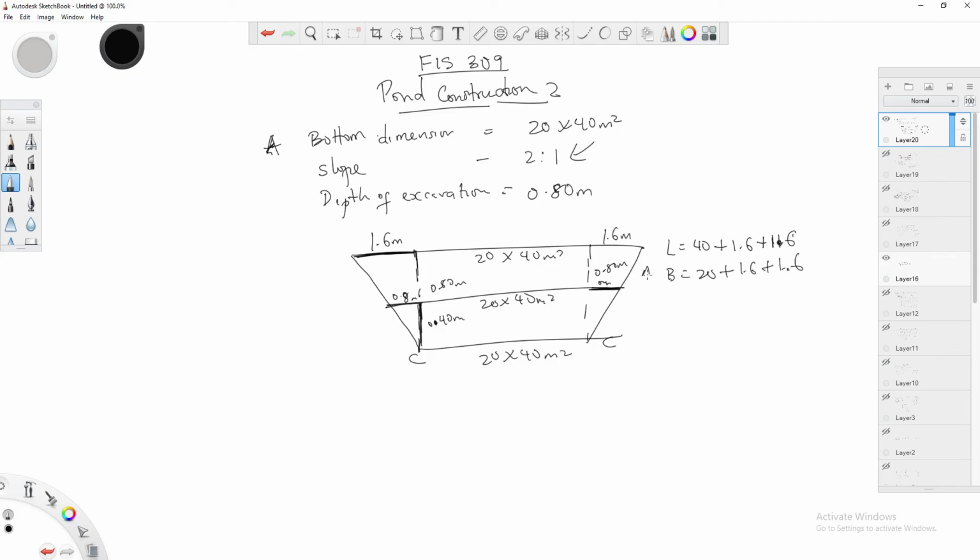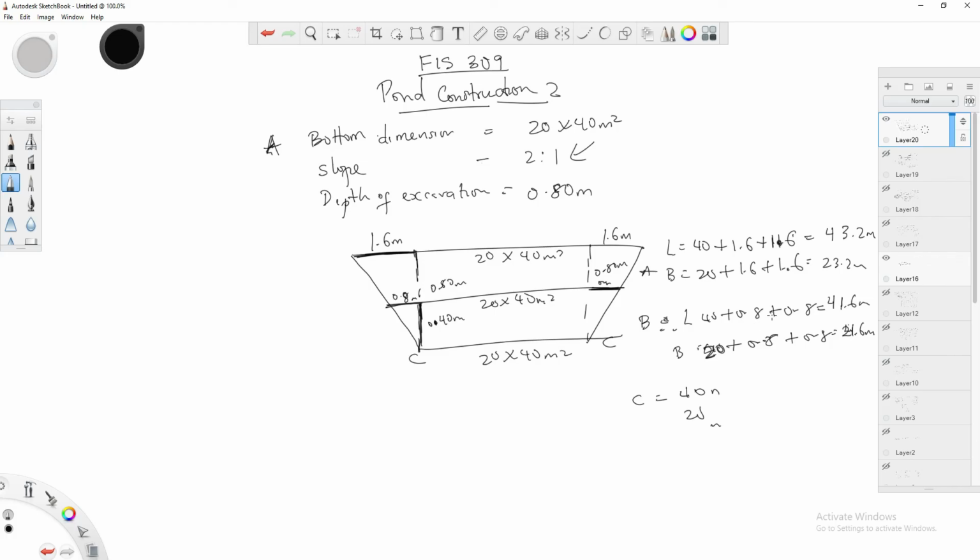That's for A. B will be, length 40 plus 0.8 plus 0.8, then breadth will be 20 plus 0.8 plus 0.8. And so basically that's just it. All you just need to do now is find the answer. This one should be 43.2 meters. This one will be 23.2 meters. This one will be 41.6 meters. This one will be 21.6 meters. Then this one will still be 40, and this one will still be 20 meters.